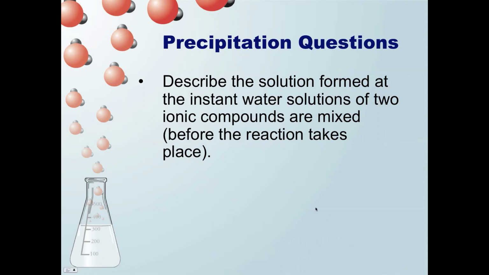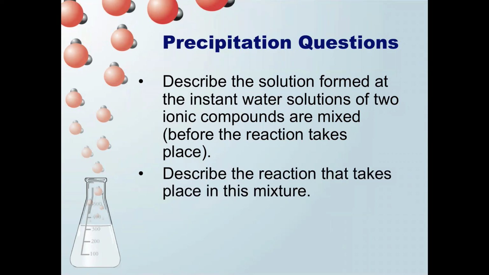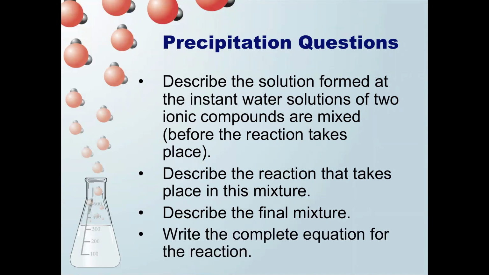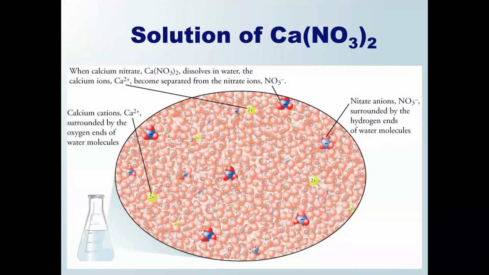So it's handy to be able to describe the solutions formed at the instant they're mixed. So in order to do that, we have to be able to do a double displacement reaction, typically, and describe that reaction accurately and describe the final mixture. And so there's a set of steps for these. Okay, and then writing the complete equation for the reaction. There's a process I'll go into more detail on Wednesday about. So this is showing the solution of calcium nitrate.